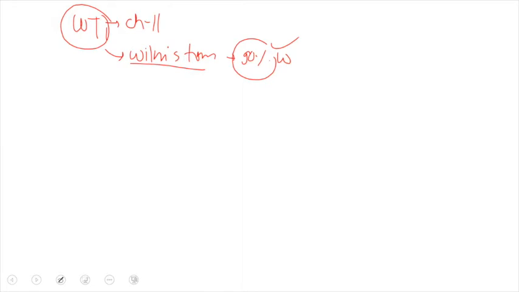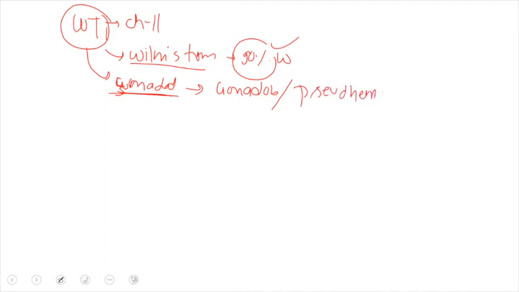And what are the other features that we'll be getting in Denys-Drash syndrome is that we will be getting gonadal dysgenesis. Gonadal dysgenesis will occur in the form of gonadoblastoma, so a patient may have gonadoblastoma. Not just that, due to improper development of the gonads, they can also manifest with pseudohermaphroditism. And not just that, it can also be associated with early onset nephropathy.